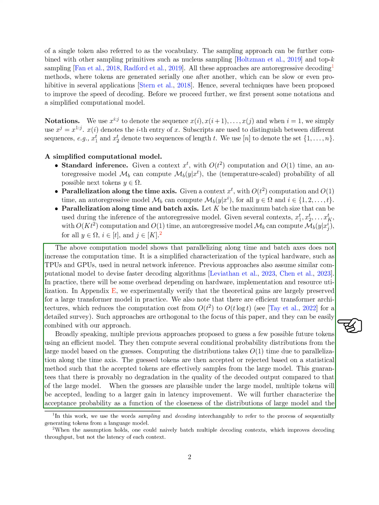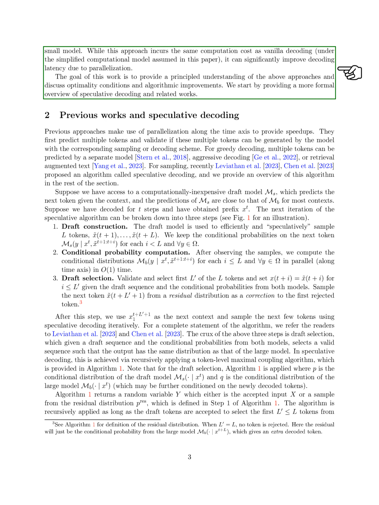When the guesses are plausible under the large model, multiple tokens will be accepted, leading to a larger gain in latency improvement. We'll further characterize the acceptance probability as a function of the closeness of the distributions of the large model and the small model. While this approach has the same computation cost as standard decoding, it can significantly improve decoding latency due to parallelization. The aim of this work is to provide a thorough understanding of these approaches and discuss conditions for optimality and algorithmic improvements. We'll start by providing a more formal overview of speculative decoding and related works.